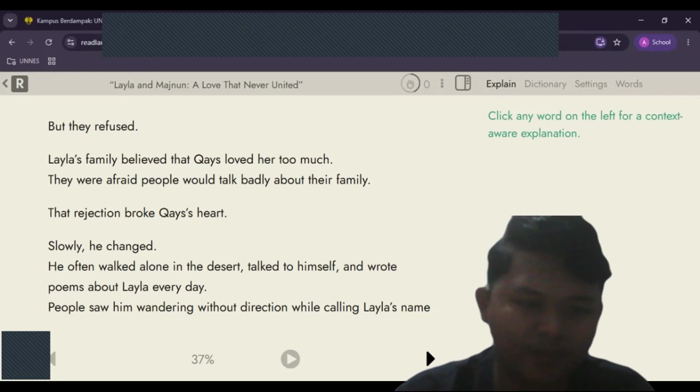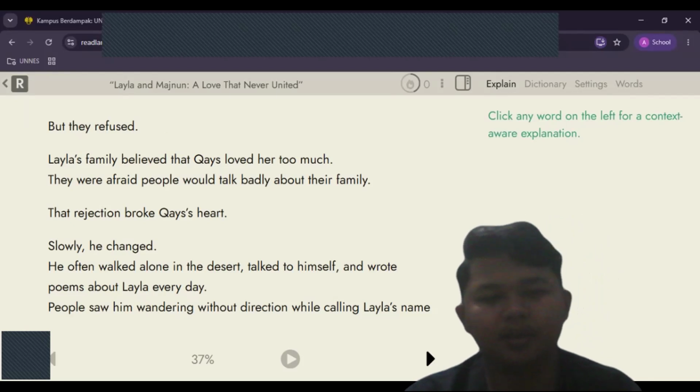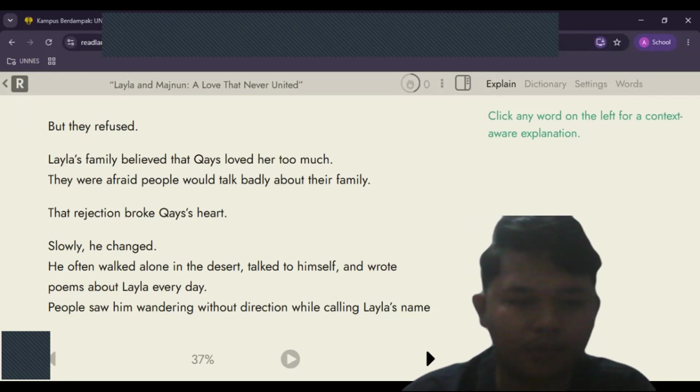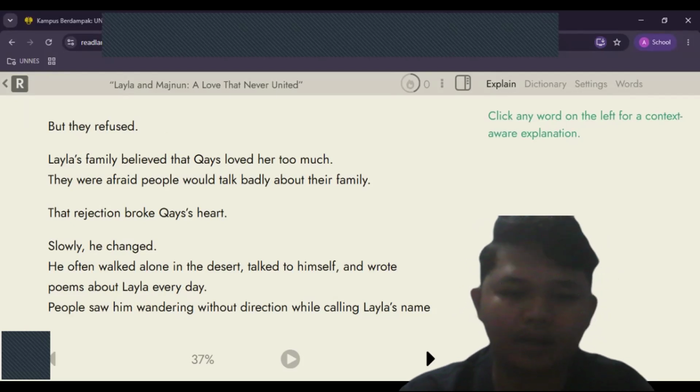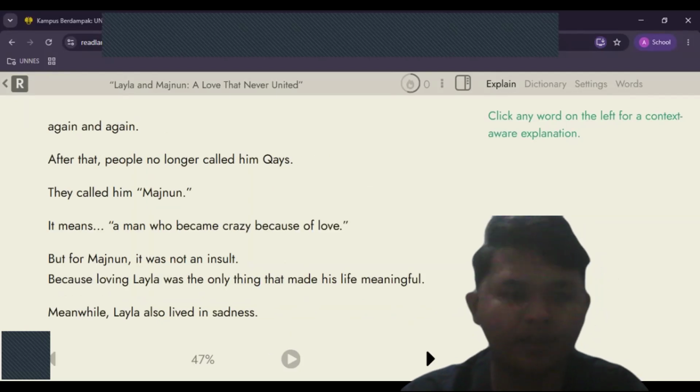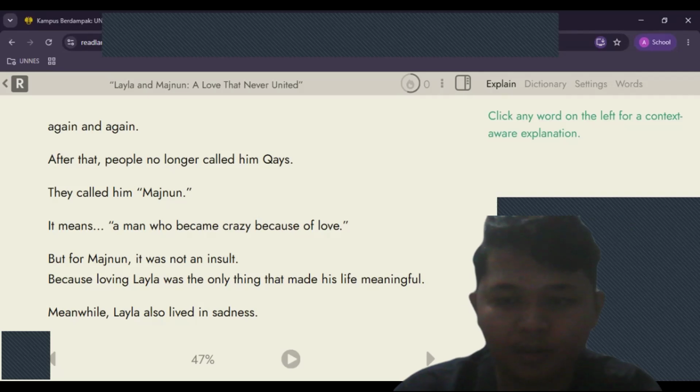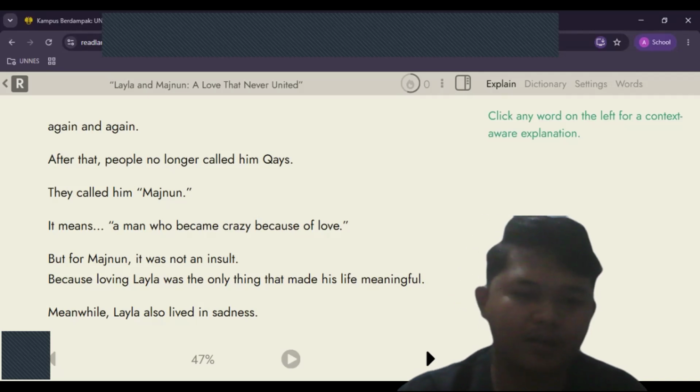Slowly, he changed. He often walked alone in the desert, talked to himself, and wrote poems about Laila every day. People saw him wandering without direction while calling Laila's name again and again. After that, people no longer called him Qais. They called him Majnun. It means a man who became crazy because of love. But for Majnun, it was not an insult, because loving Laila was the only thing that made his life meaningful. Meanwhile, Laila also lived in sadness.